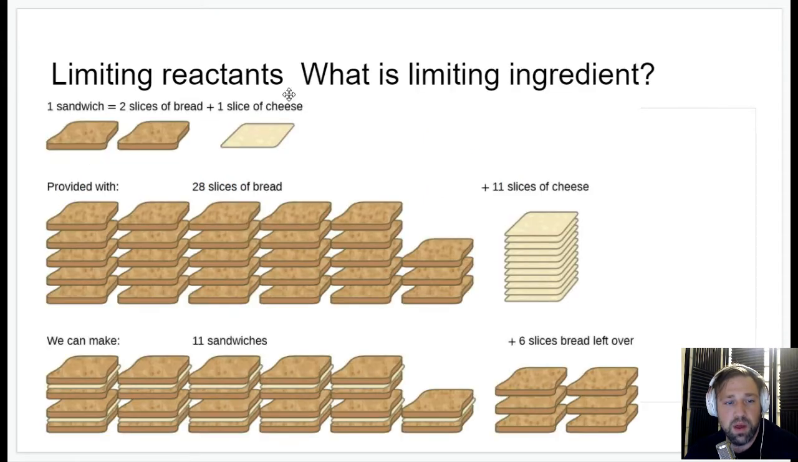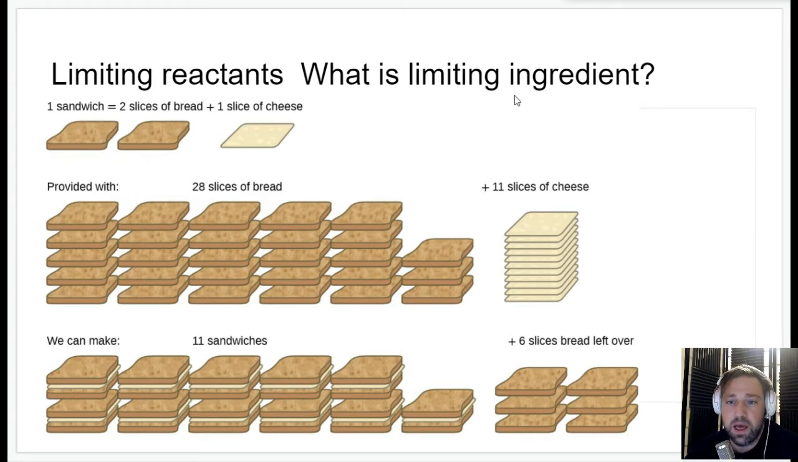All right, let me walk through it with the bread example here. Now these guys are in moles, right? They're numbers. They're not weight. This isn't 3 ounces of cheese. This is 11 slices of cheese. What we can do is see how many sandwiches I can make with 28 slices of bread. 28 slices of bread can make 14 sandwiches. If I had an unlimited amount of cheese, I can make 14 sandwiches with 28 slices of bread. Here, I know I can make 11 sandwiches if I had an unlimited amount of bread. Which one of these two is lower? The cheese, so this is going to be my limiting reactant. Okay, so that's one method of doing it.